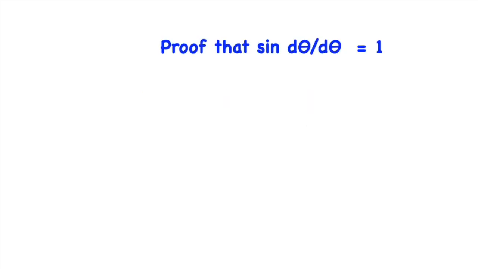You are now prepared to proceed to video 2, proving Kepler's second law. But first, if you would like to see a proof that the ratio of sine theta to theta equals 1 as theta goes to 0, you may watch the remainder of this video. So here's the proof that sine d theta divided by d theta equals 1.